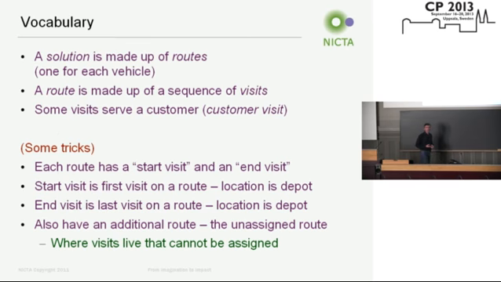Okay, so we have a solution, which is a set of routes, one for each vehicle. A route is made up of a sequence of visits, and some visits serve a customer. So this is a little trick that is pretty common. You have the special visits, which is the start and end visits for a route. That lets you talk much more generally about all of the stops on a route being a visit. I don't have to worry about the first visit being somehow different. I can just go straight to my start visit and I know exactly where that is.